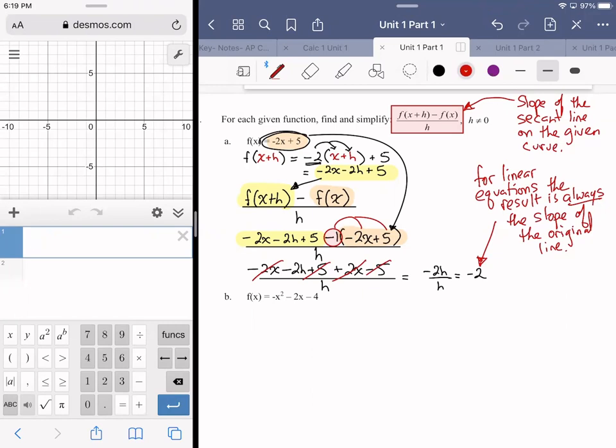So looking at B, same idea to get started. We're going to find f of x plus h, which means I'm going to rewrite my given function because everywhere I have an x, I'm going to replace it with an x plus h. So I'm rewriting the original function just with an open set of parentheses instead of the x. I'm going to slot into those open parentheses an x plus h.